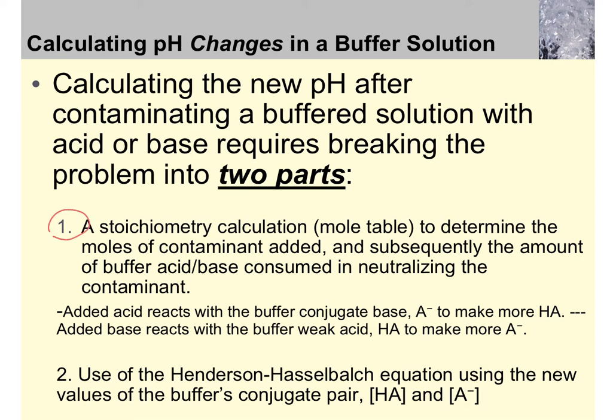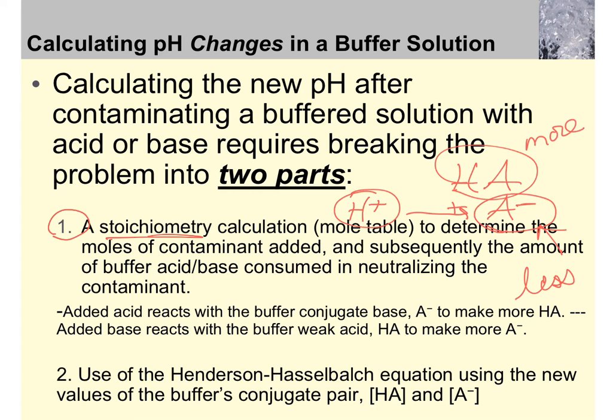The first thing that you are going to do is a stoichiometry problem using the balanced reaction to determine what the contaminant has done to the moles of the original weak acid and its conjugate base that you had in the buffer. You remember, if you add an acidic contaminant, it's going to chew up or react with some of the conjugate base. So you're going to end up with less of the conjugate base and more of the original weak acid. So we have to go through moles to calculate the change.